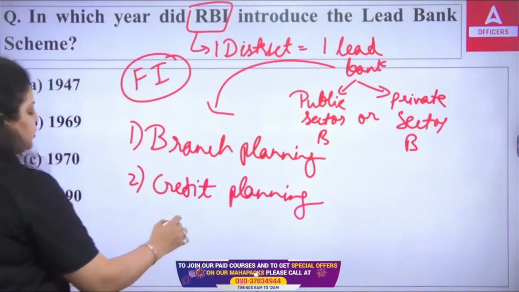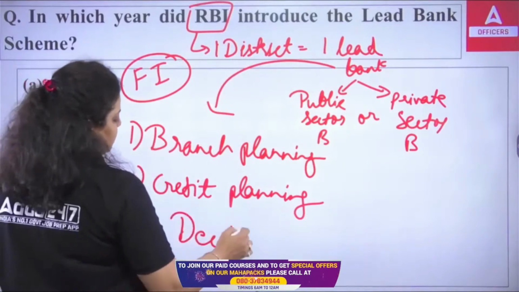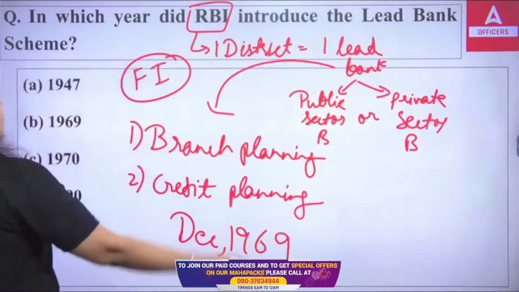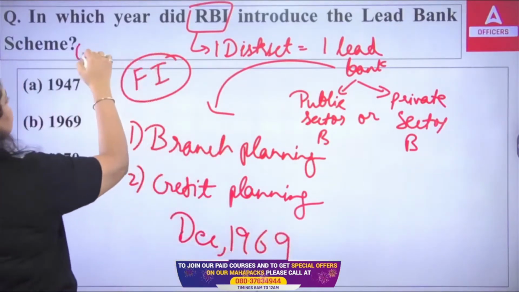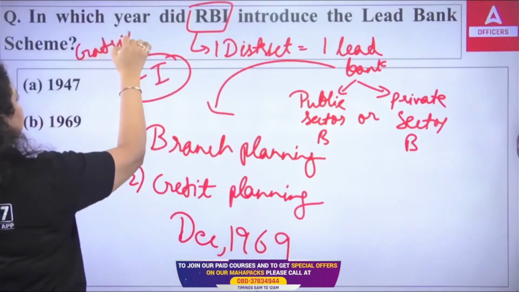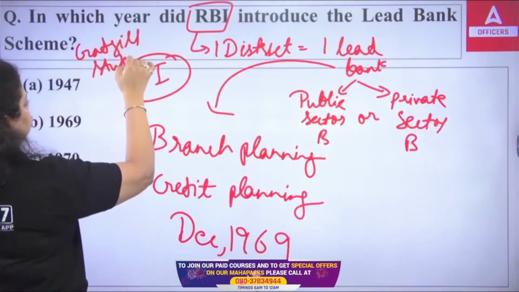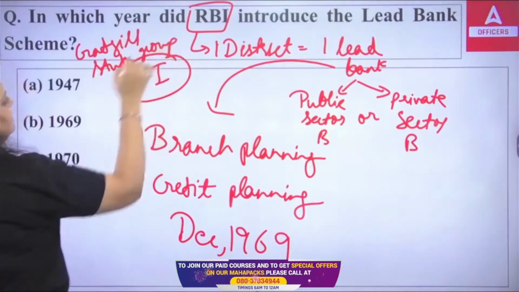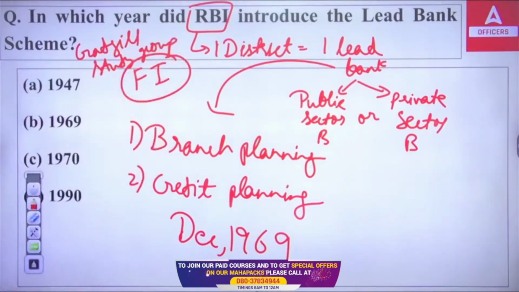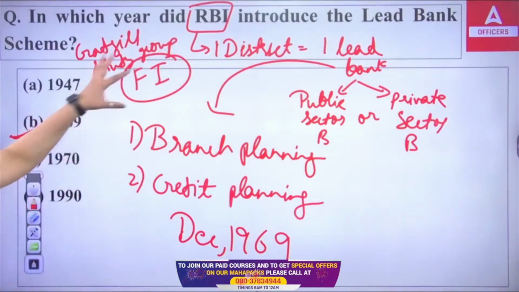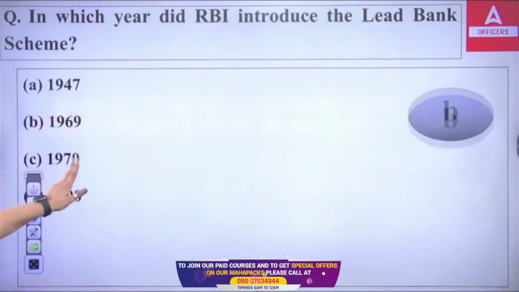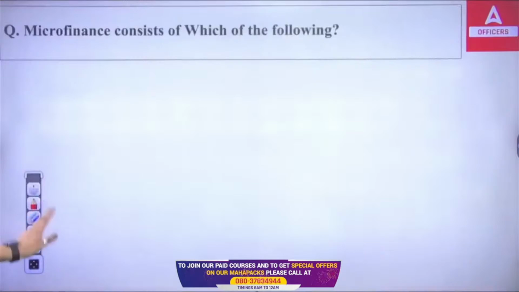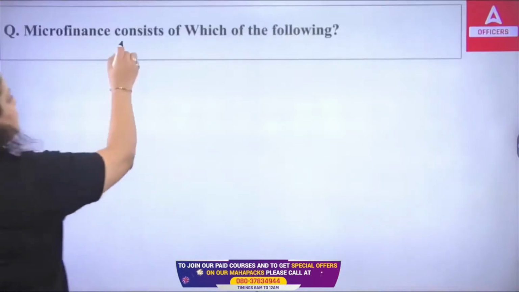It was introduced in December, but in which year? In 1969. And the committee that introduced this was the Gadgil Committee, or you can call it the Gadgil Study Group. Both can be answered. The right answer is 1969, and all these are the details about your lead bank scheme. So the right answer is B, December 1969.